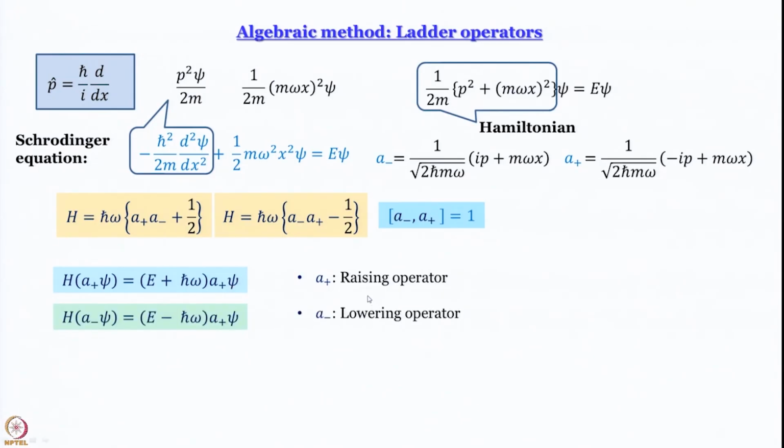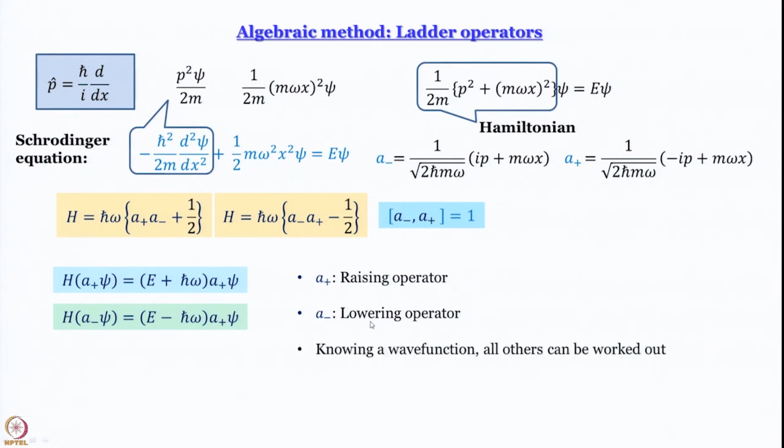Similarly, when a minus operates on psi, the eigenvalue that we get for the new wave function a minus psi, again unfortunately I have repeated the error of last module, sorry about that, this will be a minus of course, but the eigenvalue is E minus h cross omega for a minus psi. This is a minus, please correct it in your notes, a minus. So, this is called a lowering operator.